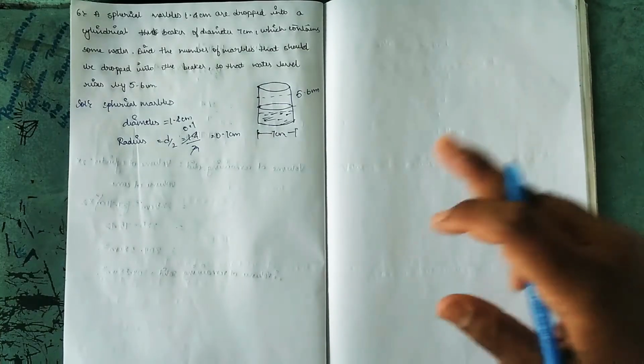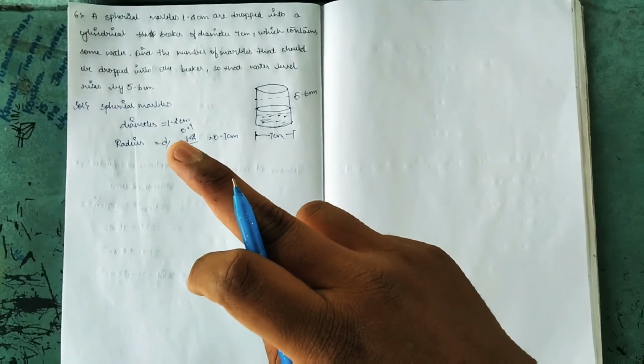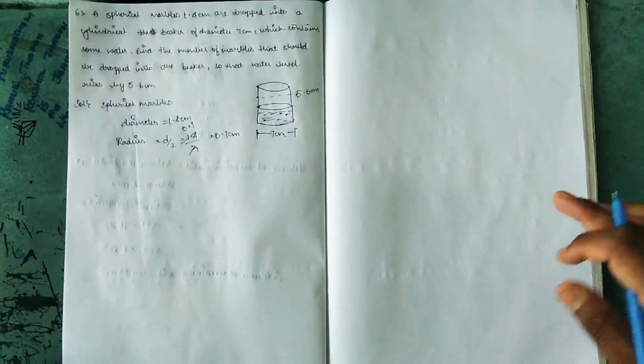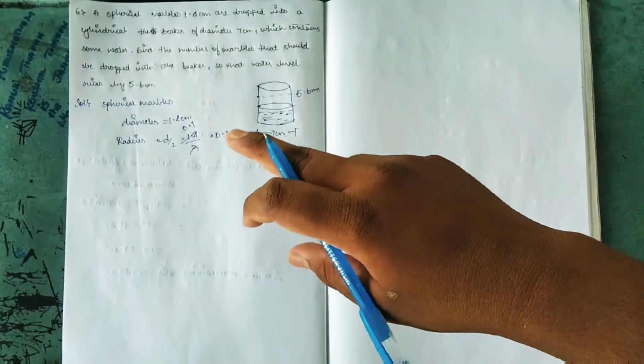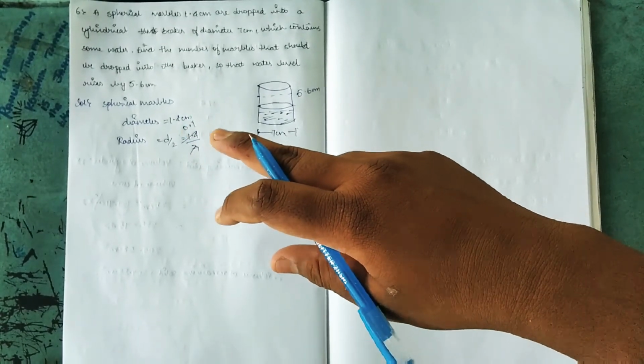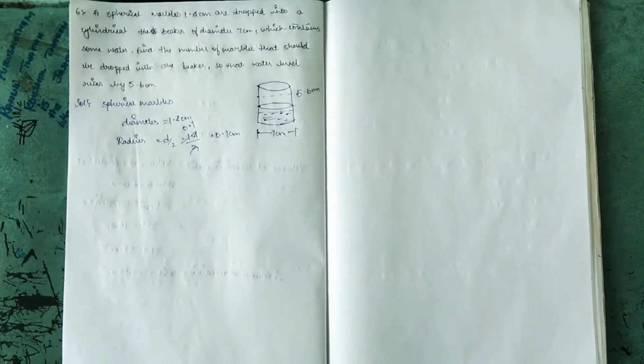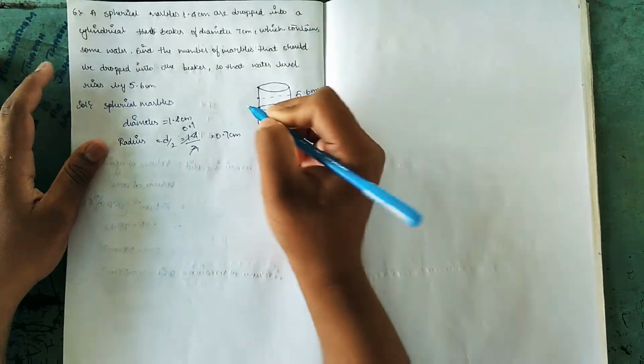The spherical marbles have a diameter equal to 1.4 centimeters. For the radius, we know r is d by 2, that is diameter by 2. So 1.4 is the diameter; if we divide by 2, we get a radius equal to 0.7 centimeters.